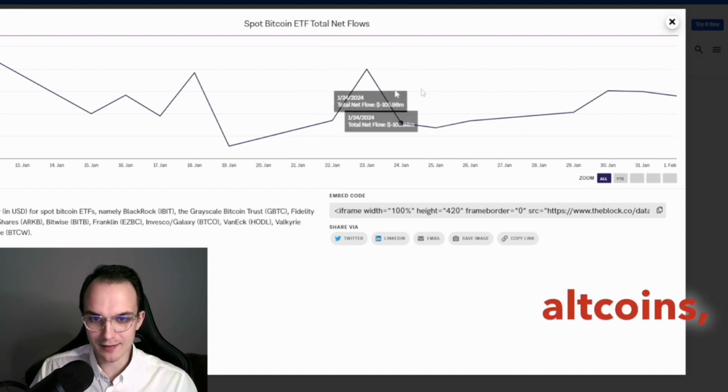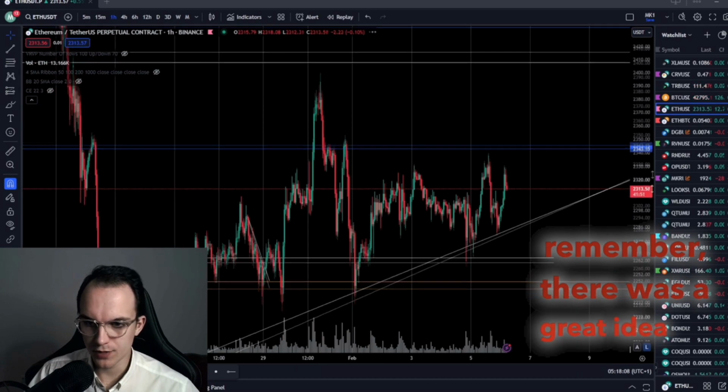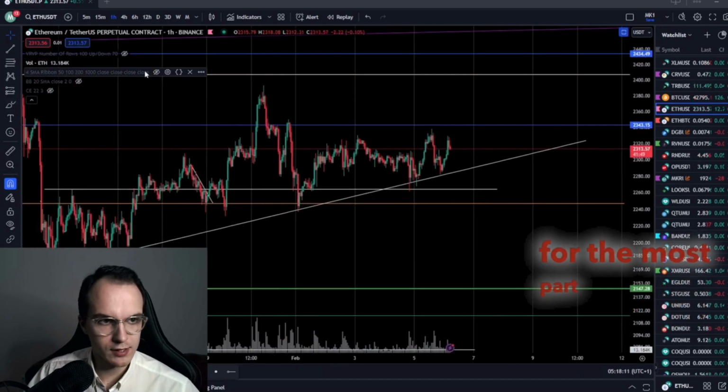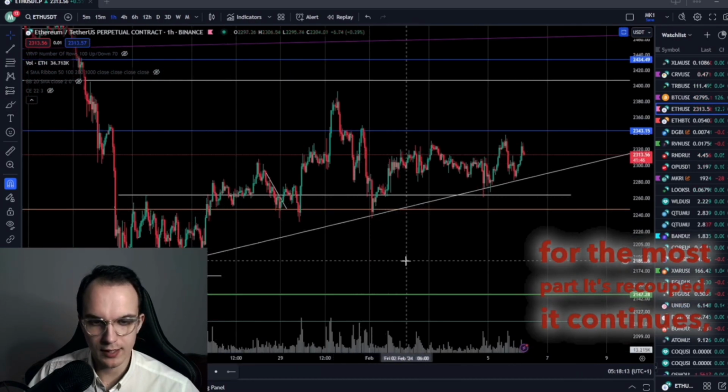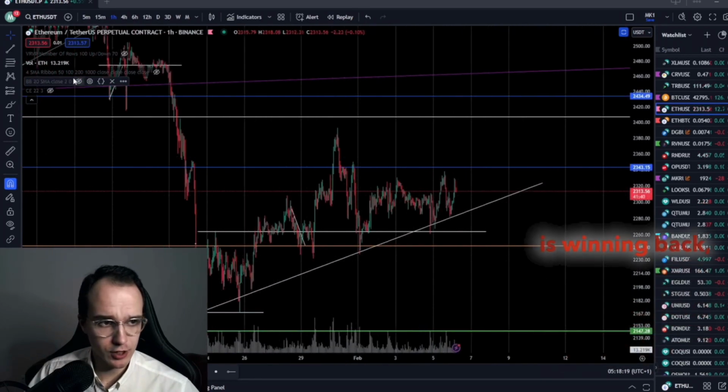Since we trade altcoins, it's important to also look at Ether. Remember, there was a great idea for a double bottom? For the most part, it's recouped. The upward movement continues. Here the lower inclination is winning back.